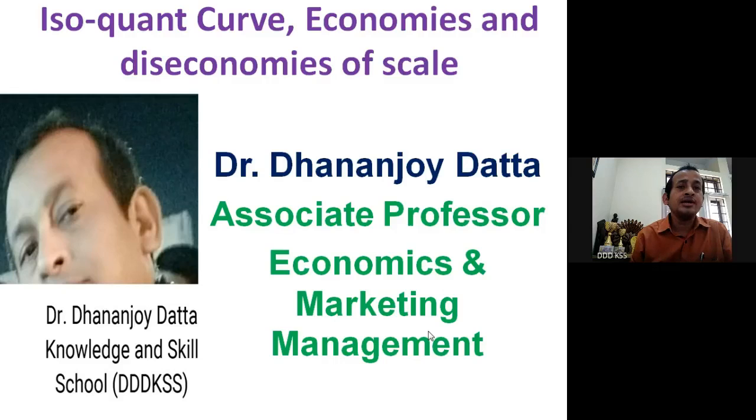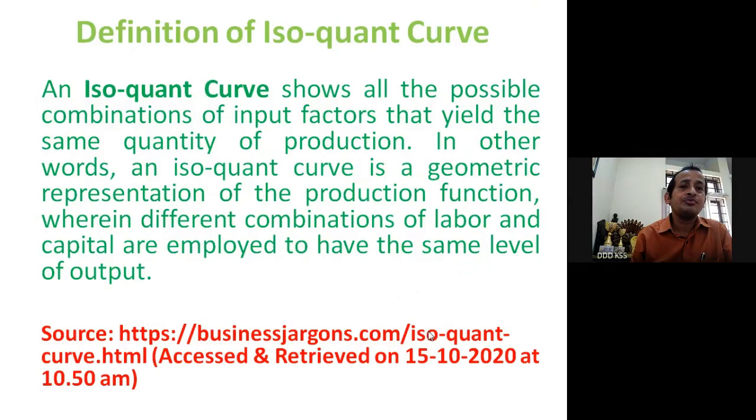So for that, I am going to cover topics like the definition of Isoquant curve, assumptions of Isoquant curve, then economies and diseconomies of scale. These are the topics I'll cover throughout this session. Now first we'll discuss the definition of Isoquant curve. An Isoquant curve shows all the possible combinations of input factors that yield the same quantity of production.